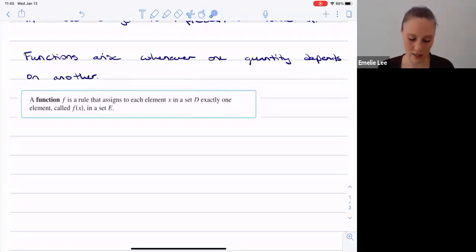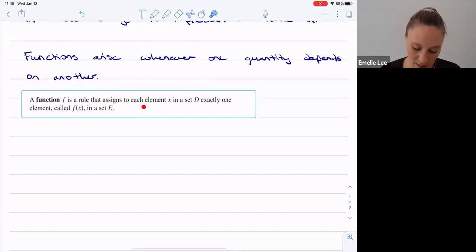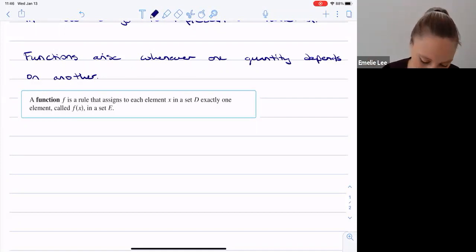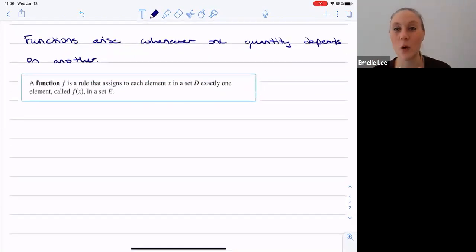So a function, which we usually denote by f or g or h, we like to stick to that realm of letters, but you can denote it by anything you want, is a rule that assigns each element x in a set D exactly one element, which is f of x, so some output in a set E. So we've got this, going from a set D to a set E. And so the domain is the set of possible inputs, and then the range is the set of possible outputs.